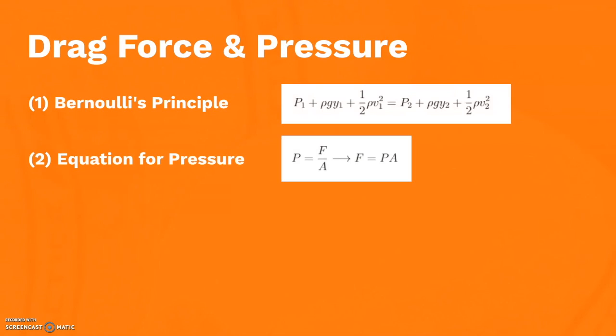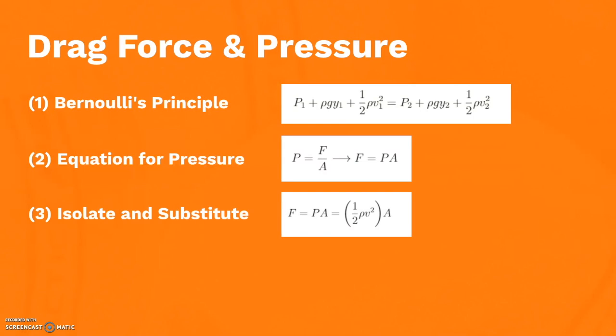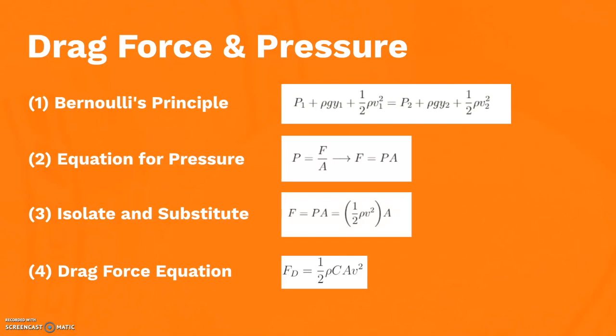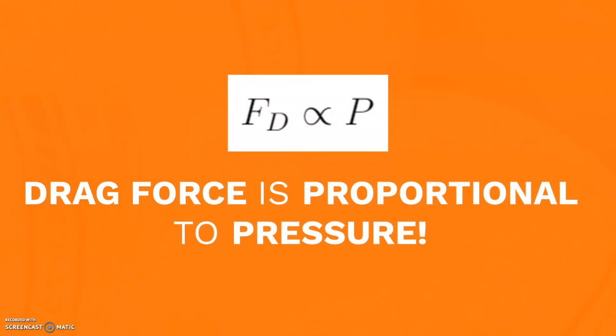Now, looking at the general equation for pressure, where pressure is equal to force over area, we can rearrange this equation to get force equal to pressure times area. By isolating Bernoulli's equation for the net pressure, we can now sub in the result into the general pressure equation. This results in the drag force equation, where ρ is the mass density of the fluid, c is the drag coefficient, A is the reference area, and V is the flow velocity relative to the object. The key thing to take away from all this is that the drag force, Fd, is proportional to pressure.